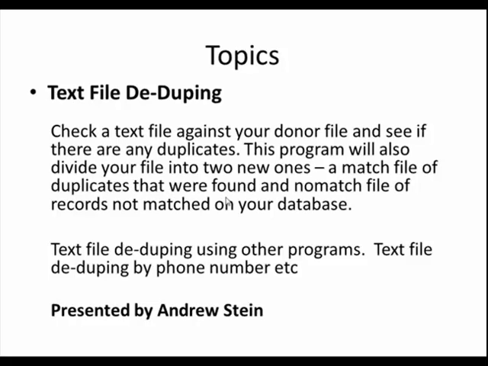Then I'm going to take over and look at, what do you do if you've got a text file? You've got a text file and you want to actually use that to mail or do something, but you want to make sure that those names on the text file aren't already in the donor file. So we've got programs that will check that text file against your donor file, and when I say the donor file, it'll also check against the archive file, the prospect file, the mailing address file, and see, are there any duplicates. And generally these programs will then divide your file into two files, a file of matches and a file of non-matches. And I'll also show you some other specialized versions of the text file deduping.